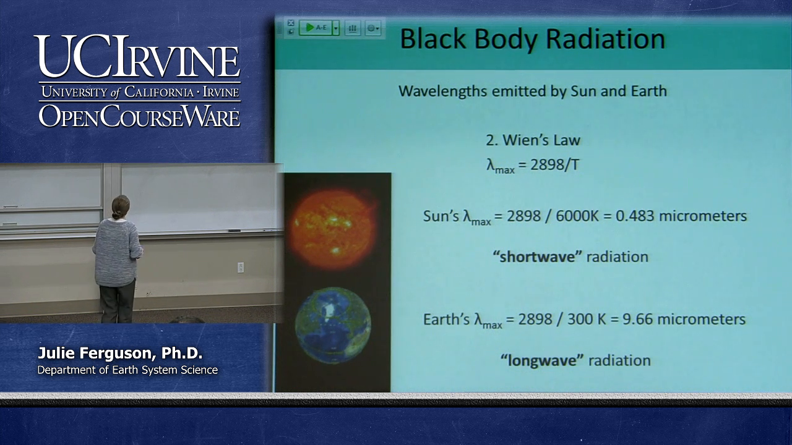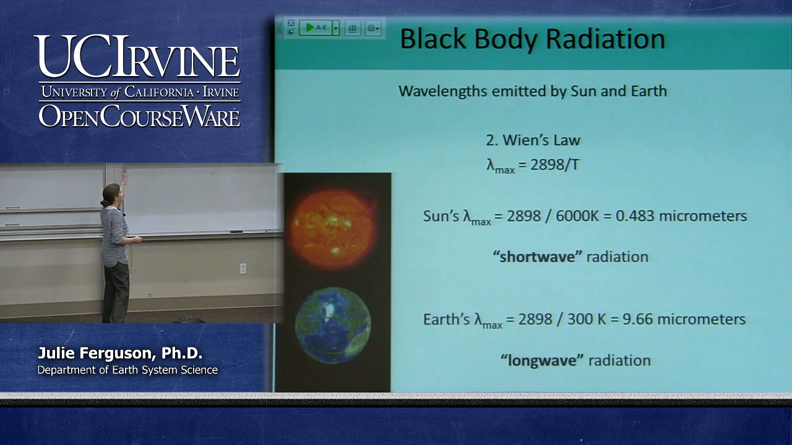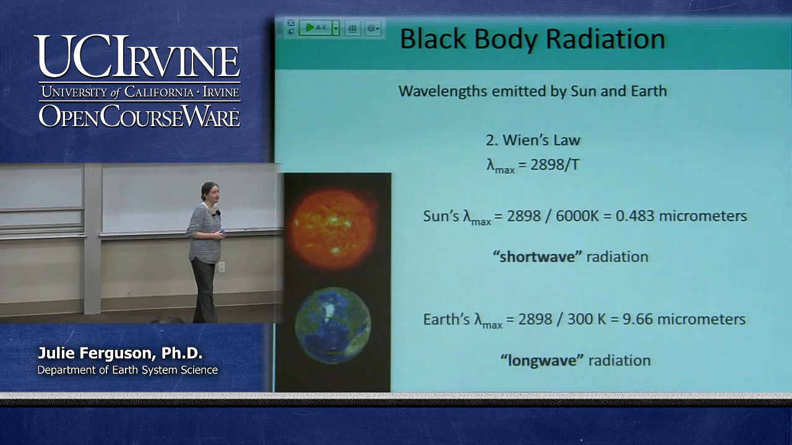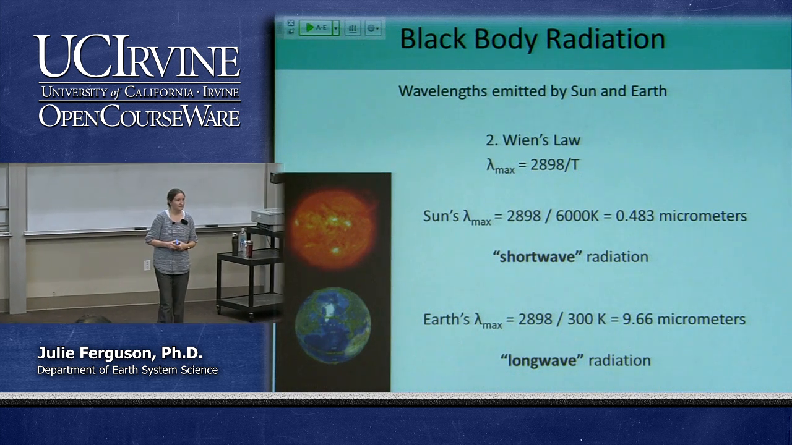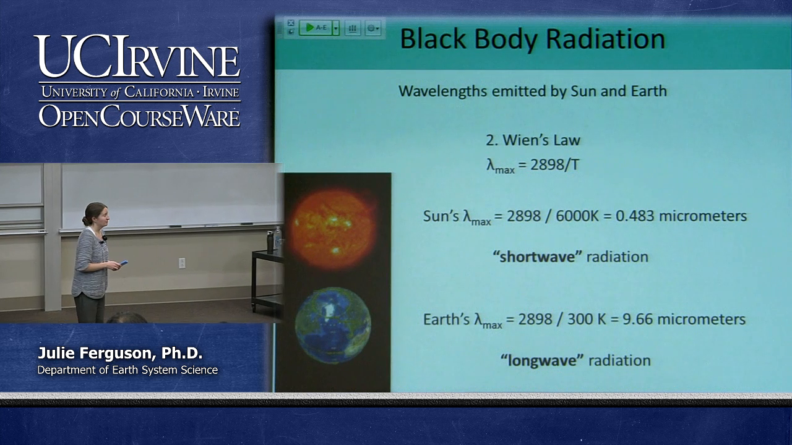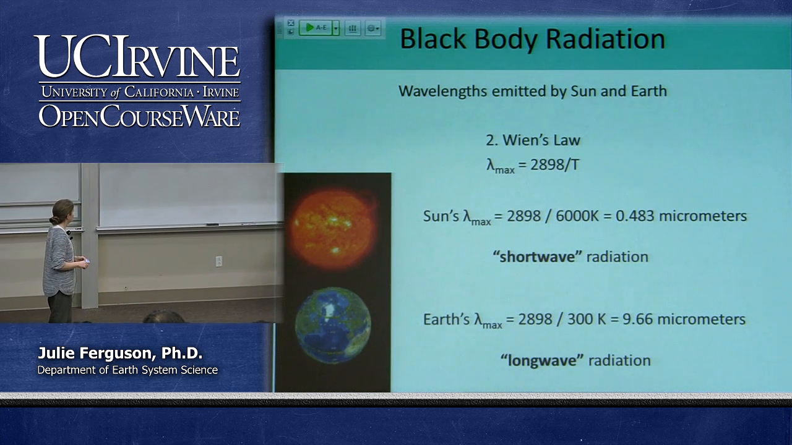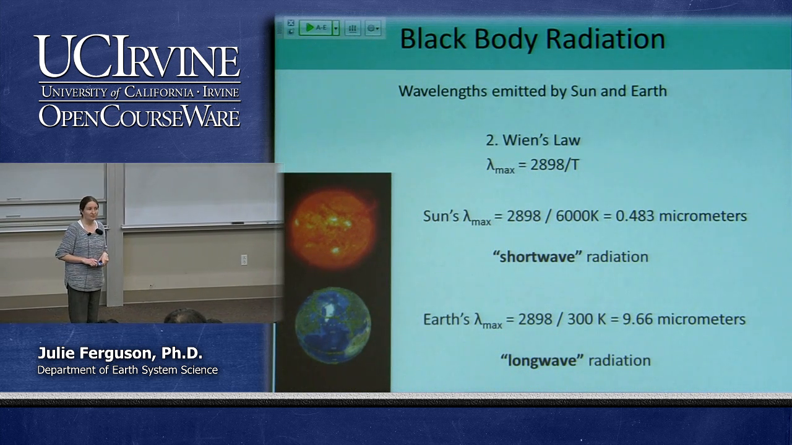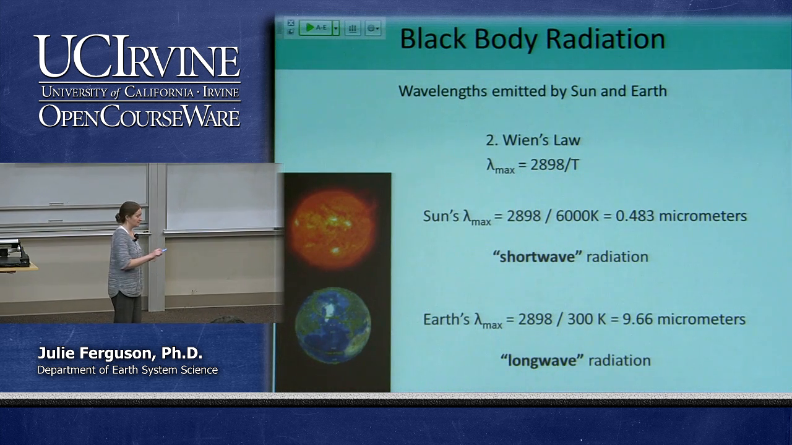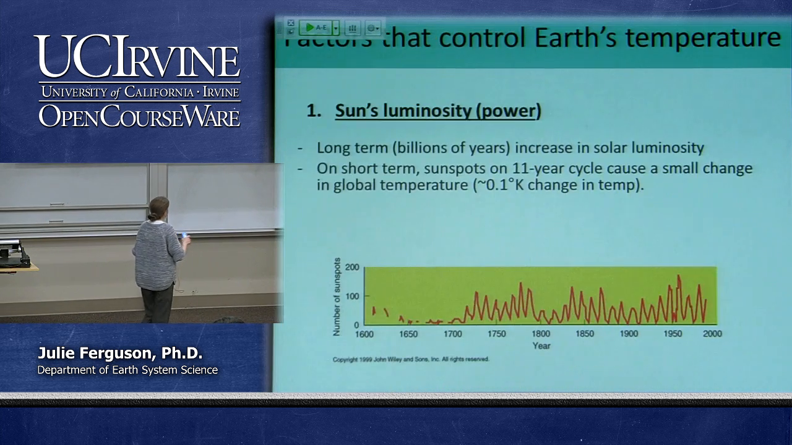If we then put the temperature of the Earth into our Wien's law equation, which is about 300 Kelvin, then what we get out is something much more like 9.66 micrometers. And we call that longer wavelength. It's in the infrared range of the spectrum. Okay? So we have short-wave radiation coming from the sun, long-wave radiation coming from the Earth. So that's going to be important later.